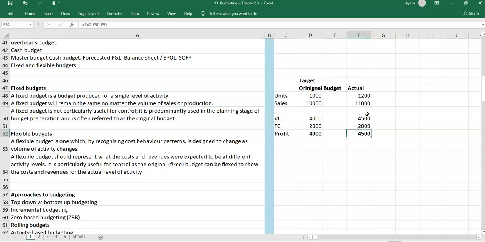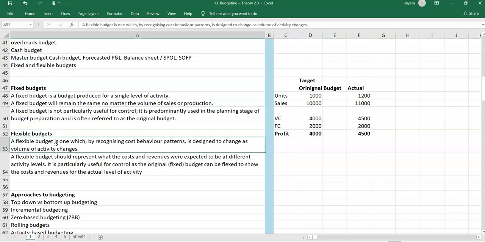Should we give a high remuneration or a high bonus for the sales manager or not? So that is a kind of argument. How will you argue this? This is based upon flexible budgeting. A flexible budget is one which, by recognizing cost behavior patterns, is designed to change as volume of activity changes. A flexible budget should represent what the costs and revenues were expected to be at different activity levels. It is particularly useful for control, as the original fixed budget can be flexed to show the costs and revenues for the actual level of activity.